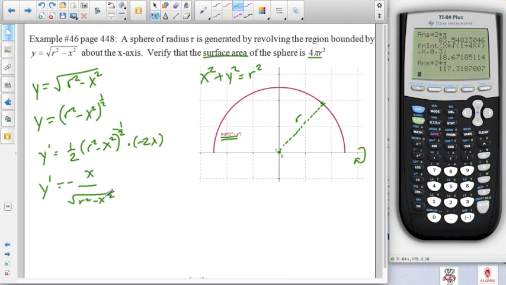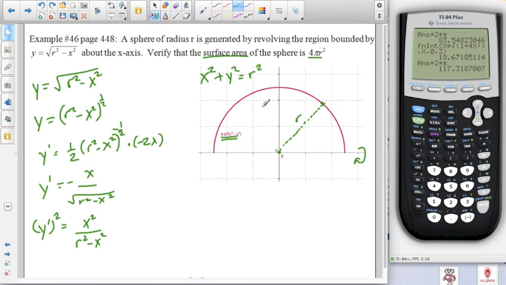And I'm going to go ahead and simplify this a little bit. Before I throw it in, I'm going to go ahead and square it. So the derivative squared is this squared. And remember, it's going to be positive. So it's going to be x squared. I squared the top. Squaring the bottom just gets rid of the radical. So it's going to be r squared minus x squared.